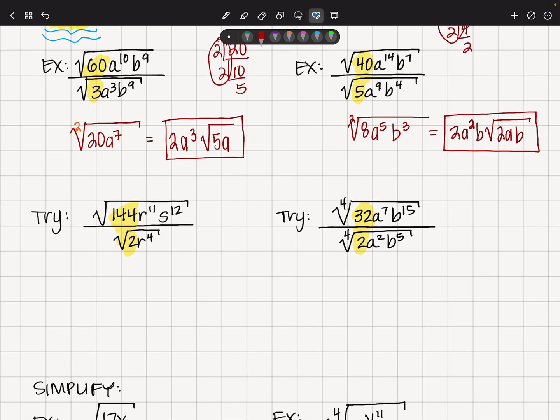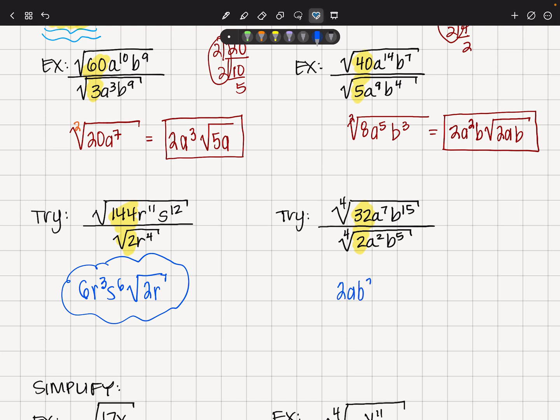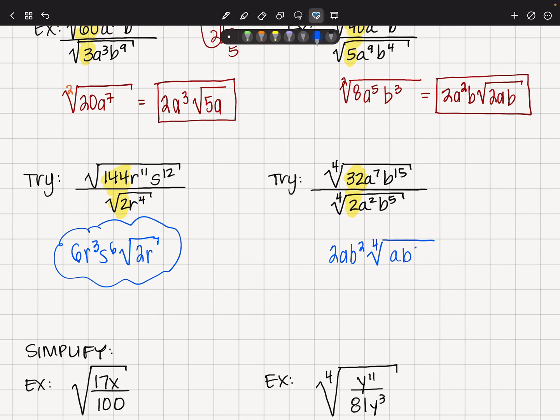Okay, you go ahead and try the next 2, and I will give you answers as soon as you come back. Okay, the answer to the one on the left, we're just going to give answers here. The answer to the one on the left is 6r cubed s to the 6th times the square root of 2r. And the one on the right is 2ab squared times the 4th root of ab squared. So 2ab squared on the outside, the 4th root of ab squared.